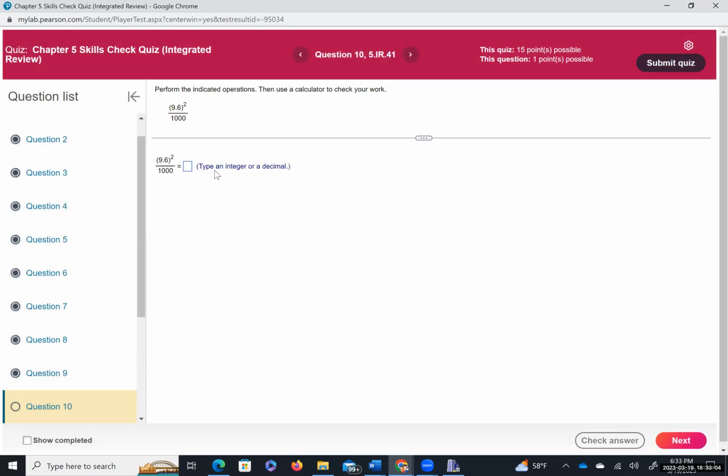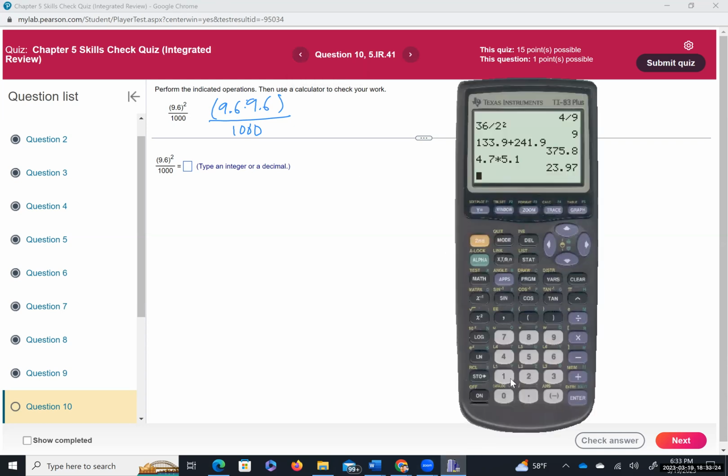And then we have another perform the operation problem. For this one, you can do the parenthesis first, right? You do 9.6 times 9.6 first, and then divide by 1,000. So that's the way we do it. And then we use calculators. 9.6 times 9.6. You can actually use square here. Divide by 1,000. You got 0.09216.